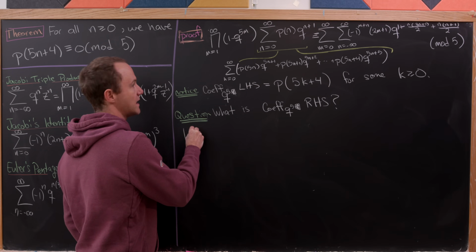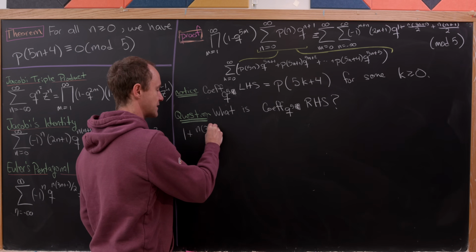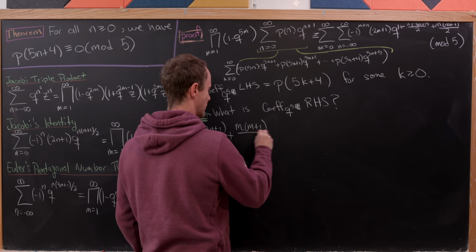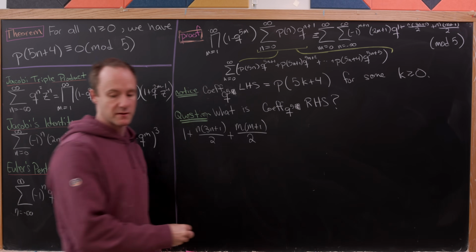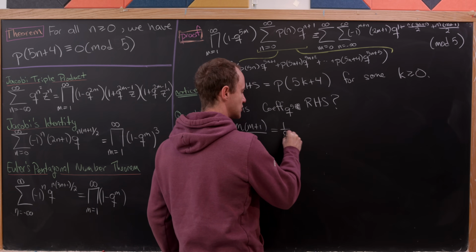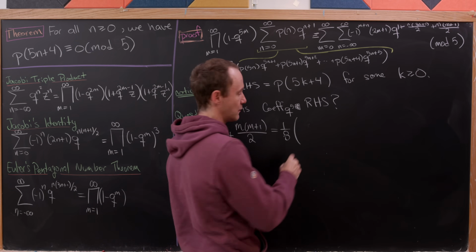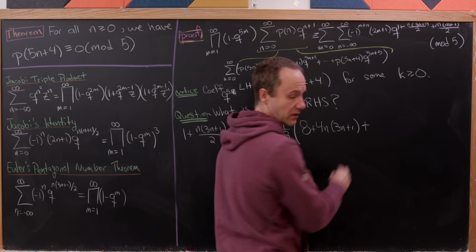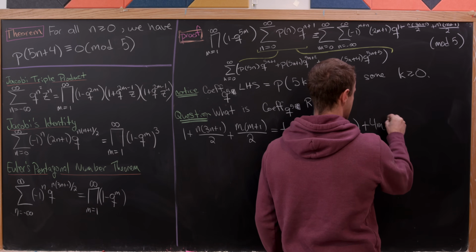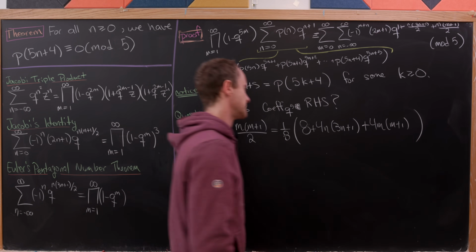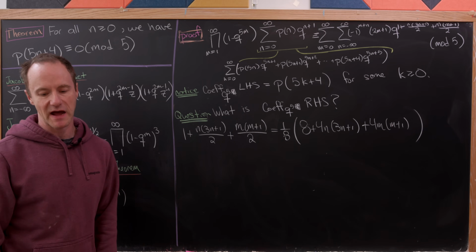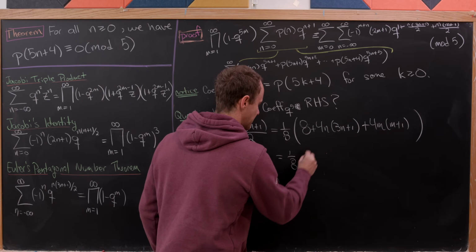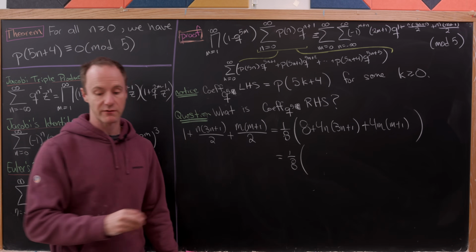So let's look at 1 plus n times 3n plus 1 over 2 plus m times m plus 1 over 2. And now via a pretty simple calculation, that's equal to 1/8 times 8 plus 4n times 3n plus 1 plus 4m times m plus 1. So really we just like multiplied and divided by 8 there. Nothing fancy went on. And now what I want to do is write this as 1/8. And then I'm going to take the stuff in parentheses and rewrite it like this.